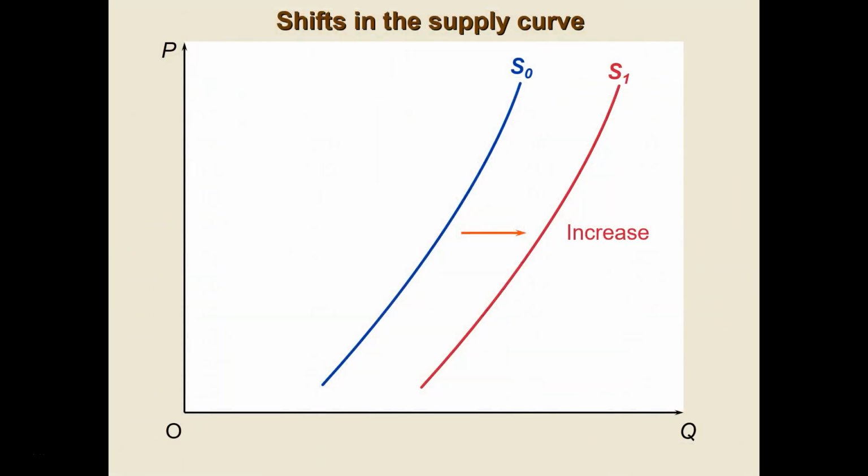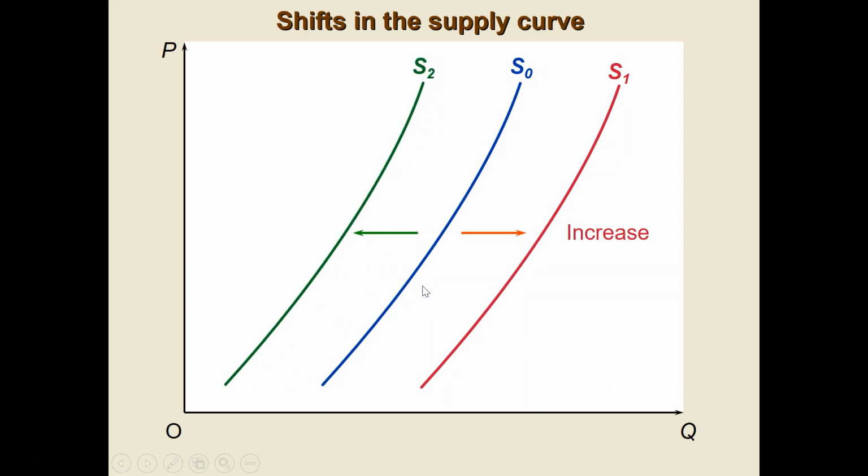So graphically it will look like this. If originally we are located on the blue supply curve S0, higher supply, higher quantities sold at each and every price, imply that the supply curve shifts to the right, and we will now be located on this red line. So regardless of the price, higher supply implies that there will be higher quantities, so we'll move to the right along our horizontal axis towards higher quantities.